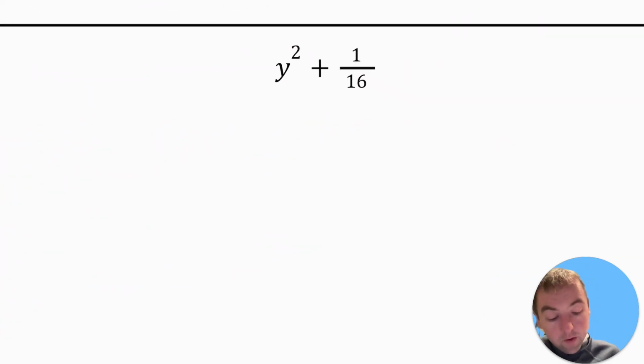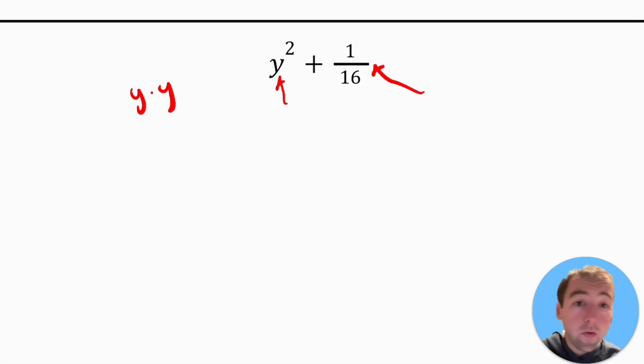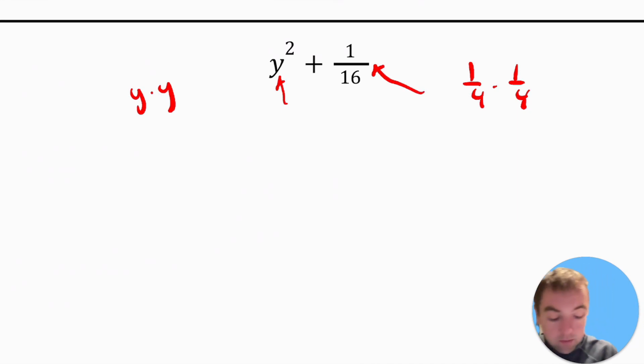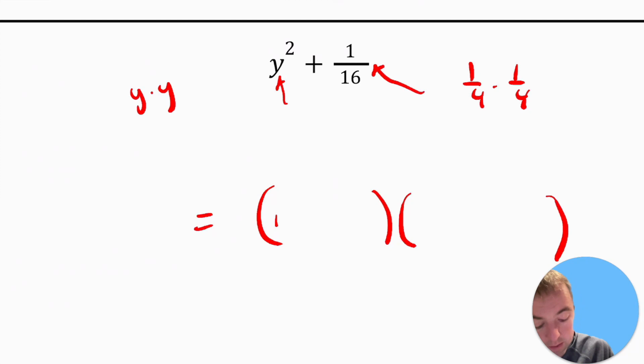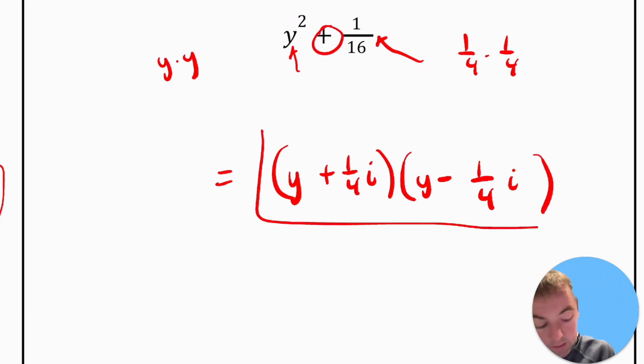All right, and then finally for this one, this is another where y squared is a perfect square because it's y times y. And 1 over 16 is also a perfect square, because it would be 1/4 times 1/4, and they're added. So to factor this, you could factor as y plus 1/4 and y minus 1/4. But in order for that to be a plus 1/16, rather than a minus 1/16, you actually need it to be 1/4 i and minus 1/4 i, right? And that's going to get that factored.